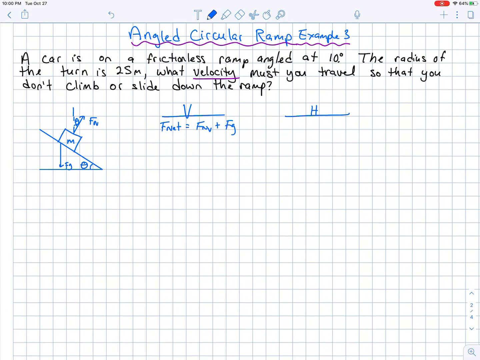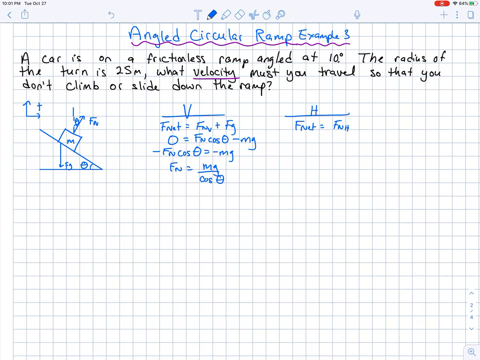Starting with the balance in the vertical, F net is equal to the normal force vertical component plus gravitational force, no vertical movement. Then the vertical component is Fn cosine of theta. Let's add our directions to the chart. Up and to the right are both positive, which means gravity is negative. So rearranging, we've got negative Fn cosine theta is equal to negative mg. Rearranging to solve for the normal force, we get mg over cosine of theta.